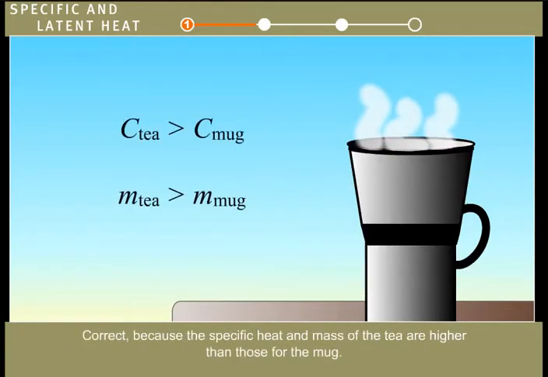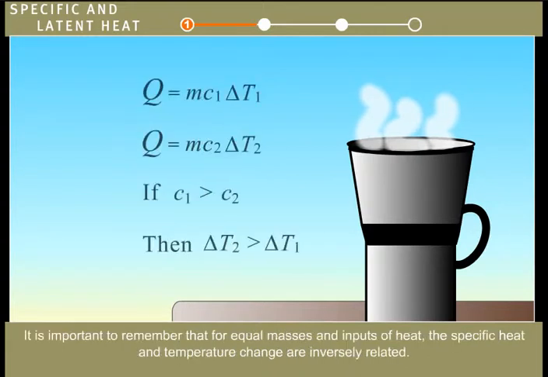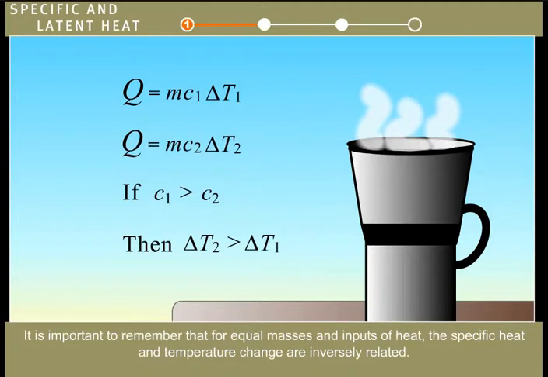Because the specific heat and mass of the tea are higher than those for the mug. It is important to remember that for equal masses and inputs of heat, the specific heat and temperature change are inversely related.